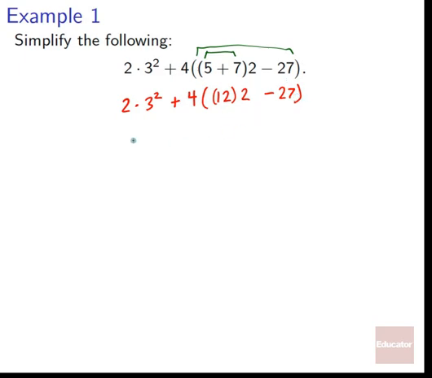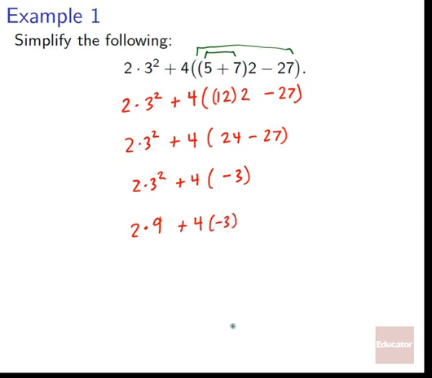Now, we keep doing this inside of these parentheses first. 12 times 2 becomes 24 minus 27. 2 times 3 squared, still working inside of these parentheses. 24 minus 27 becomes negative 3. Now we've got 4 times negative 3, so now there's no longer anything to happen inside the parentheses. So what's next on the order of operations? Parentheses, then exponents and roots. So 2 times 3 squared is 9, plus 4 times quantity negative 3. Next we've got multiplication, so 18 plus 4 times negative 3, negative 12. Finally, we're down to addition and subtraction. 18 plus negative 12 becomes 6.